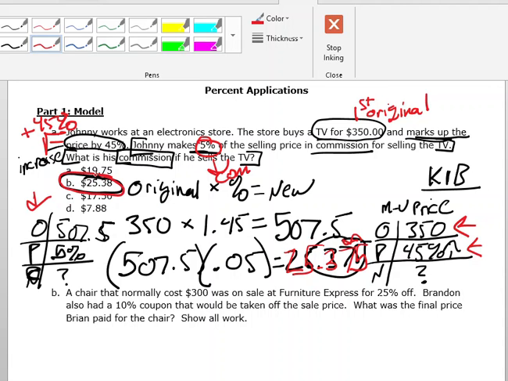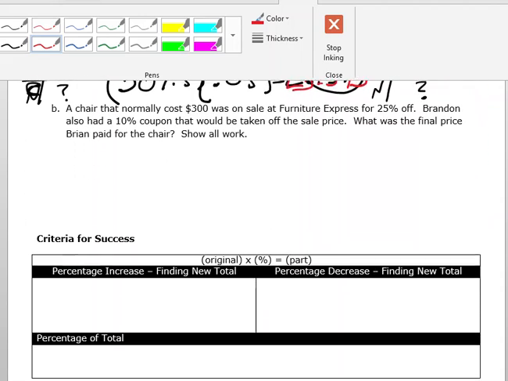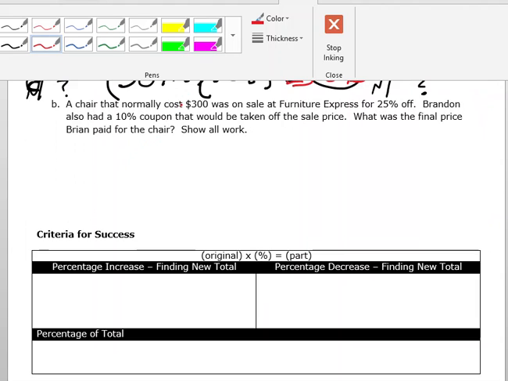We'll look at part B of our model. A chair that normally costs, I'll use a new color here. A chair that normally cost $300 was on sale at Furniture Express for 25% off. Brandon also had a 10% coupon that would be taken off the sale price. What was the final price Brandon paid for the chair?